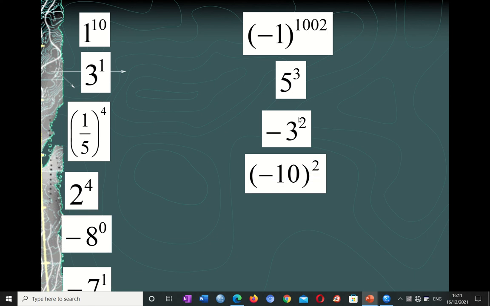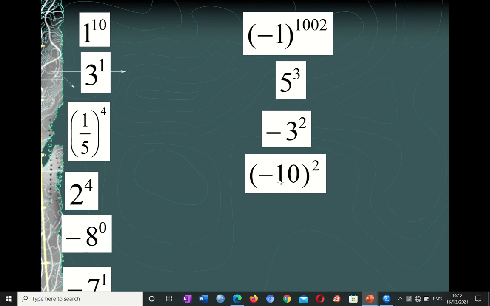So what is this one here? Minus 3 to the power 2. Are you sure? Who is saying 9? Who is saying minus 9? Let me see your hands. Minus 9. Why? I don't have brackets here. This is minus 1 multiplied by 3 to the power 2. Any questions with this? Do you understand why it is like that? Now, this is minus 9.